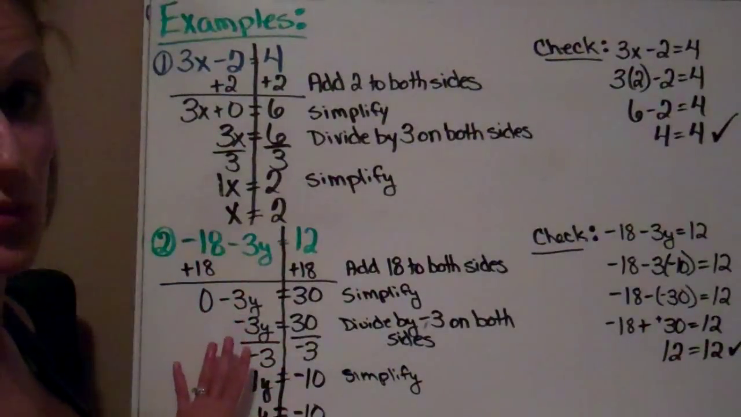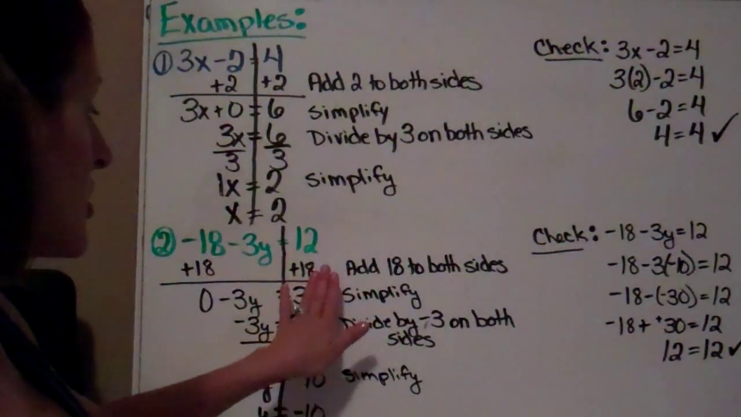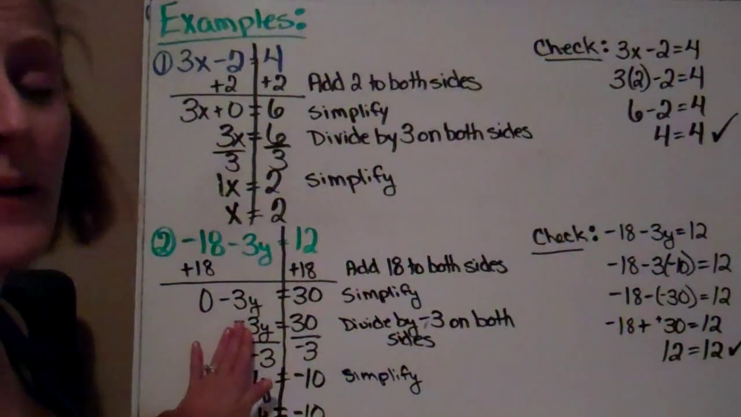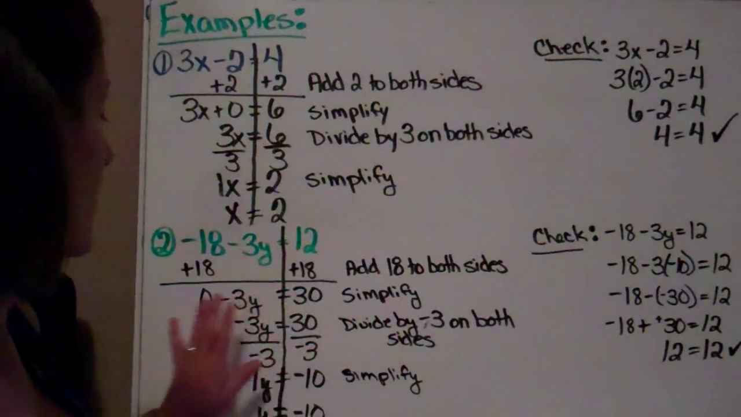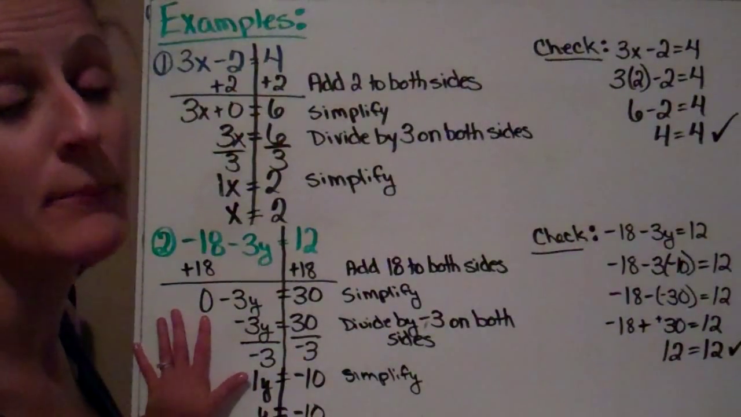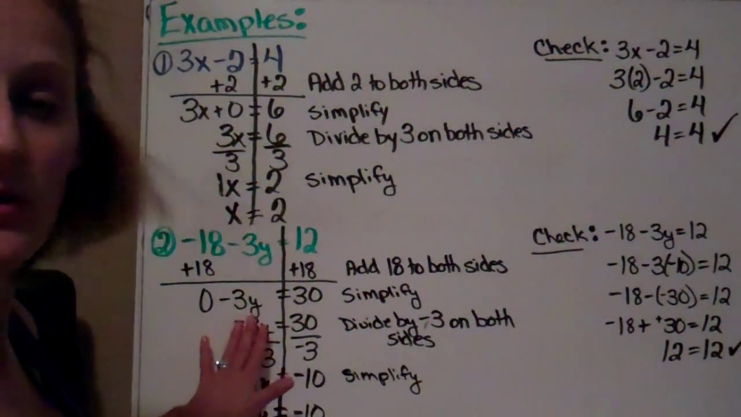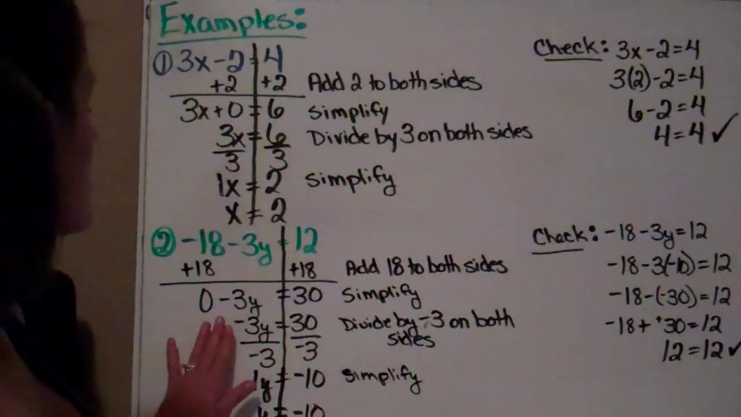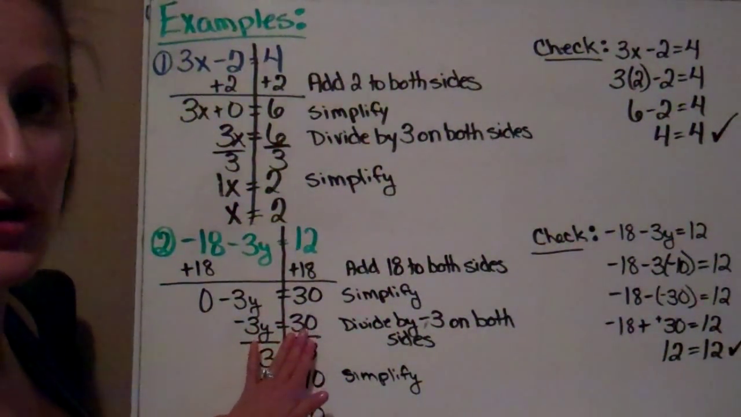Now remember, what I do to one side, I must do to the other. So I'm going to add 18 to 12, and that's 30. So I have 0 minus 3y equals 30. Now this 0 I don't have to write, but I need to make sure, since it's minus 3y, that I keep that minus sign. That becomes a negative now. So I have negative 3y equals 30.